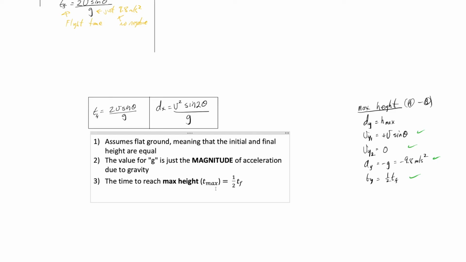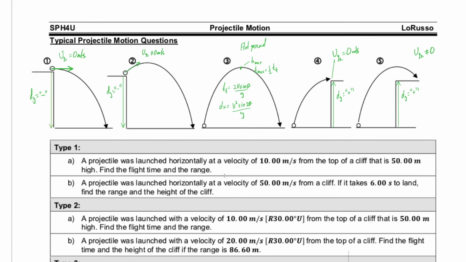Okay, so in conclusion, the only time we can use these formulas is when we assume that it's flat ground, that there's no air resistance, that the value for g is just the magnitude of the acceleration, and the amount of time to reach our maximum height is half of the flight time. So next we're going to tackle some of these sample problems. But before we do that, what I'd like to take some time to do is describe the 5 different types of projectile motion problems that we're going to be dealing with.